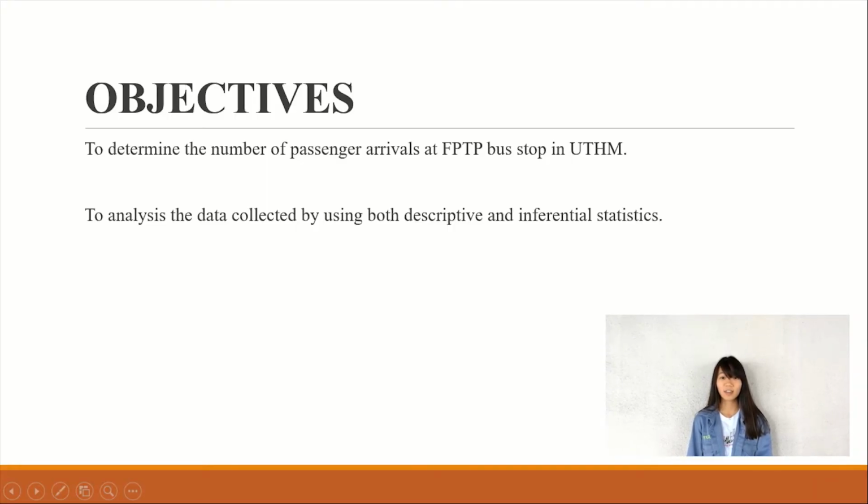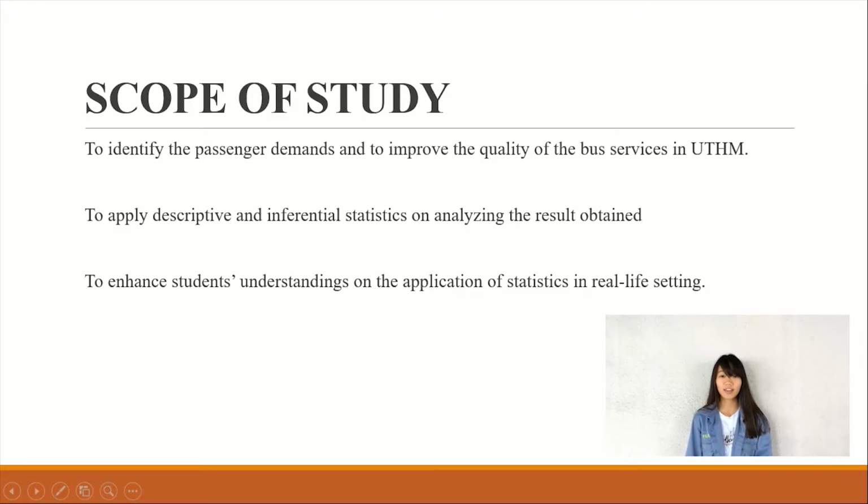There are two objectives in this research. First is to determine the number of passenger arrivals at FPTP bus stop in UTHM, and the second is to analyze the data collected by using both descriptive and inferential statistics. This research is to identify the passenger demands and to improve the quality of bus service in UTHM. The scope of study also includes the application of descriptive and inferential statistics on analyzing the results. Besides, it also enhances students' understanding on the application of statistics in real-life setting.